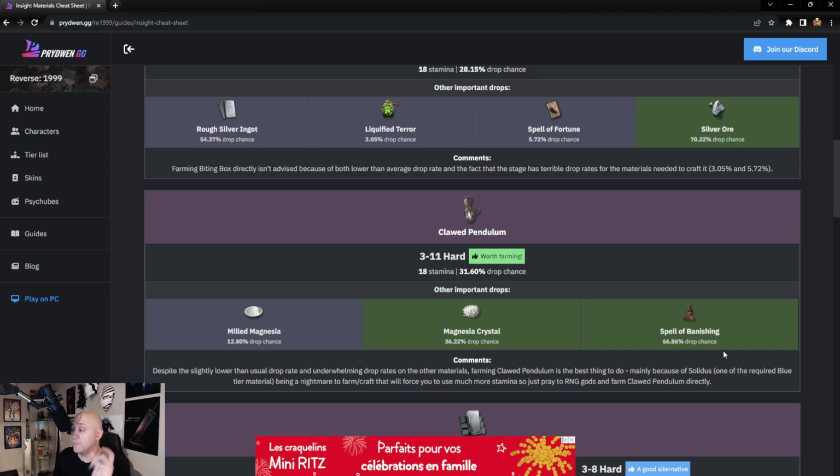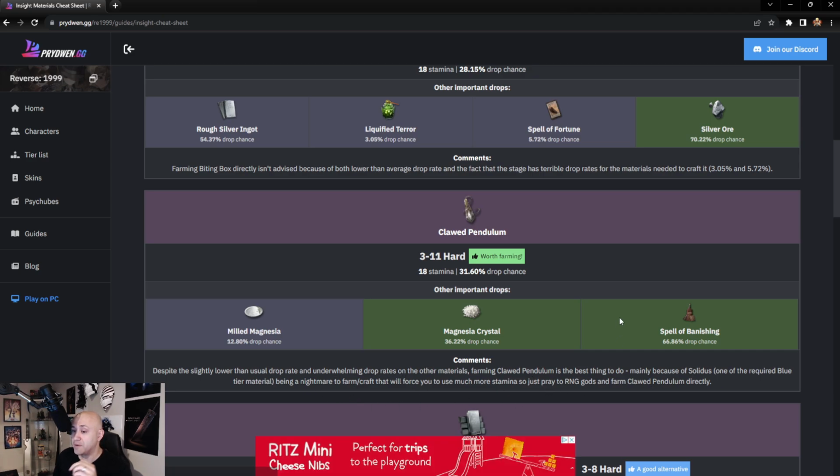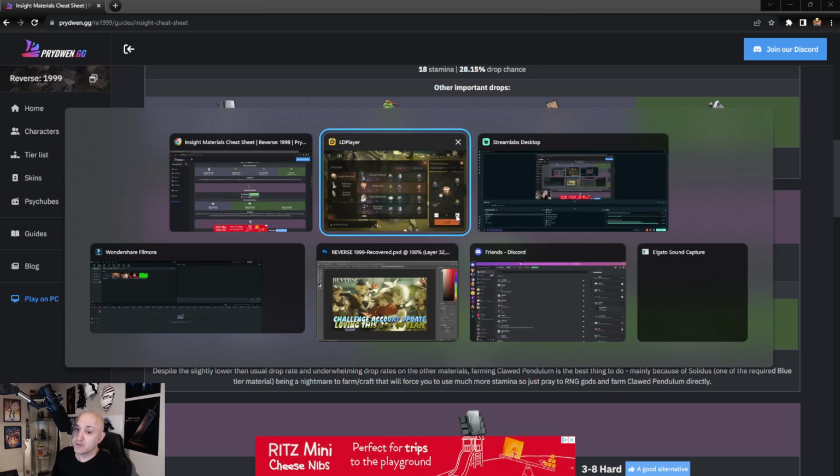Solidus is another blue item that drops as a coin, and it's also extremely low drop rate. Being a nightmare to farm or craft, that will force you to use so much more stamina, and hopefully RNG drops it. So farming Clawed Pendulum is absolutely the way to go.